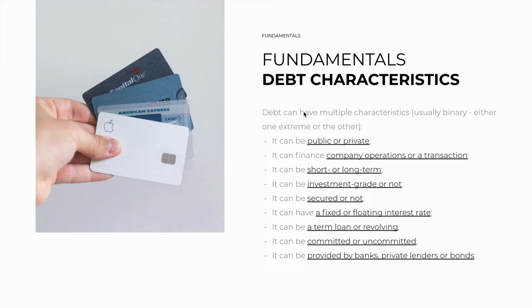Before we dive into specific strategies or structures, it's important to know what types of debt can exist. There are a set of parameters which are usually binary, so it's either one extreme or the other. So usually, debt can be either public or private. The type of instruments, either they're available to a whole market or some private individuals. Debt can either finance company operations or a transaction. So you request money to finance the operations of your company or to finance a deal such as buying a company. Then it can be short or long term.